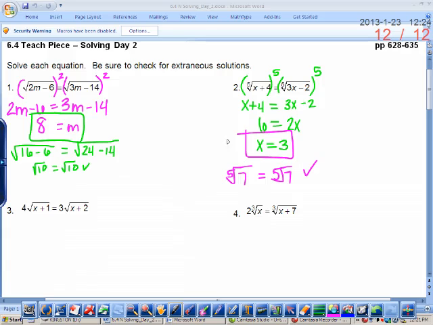Alrighty, take a look at number 3. 4 times the square root of x plus 1 equals 3 times the square root of x plus 2. We've got radicals on both sides. They have coefficients, but that's okay. We're still going to go ahead and square both sides.